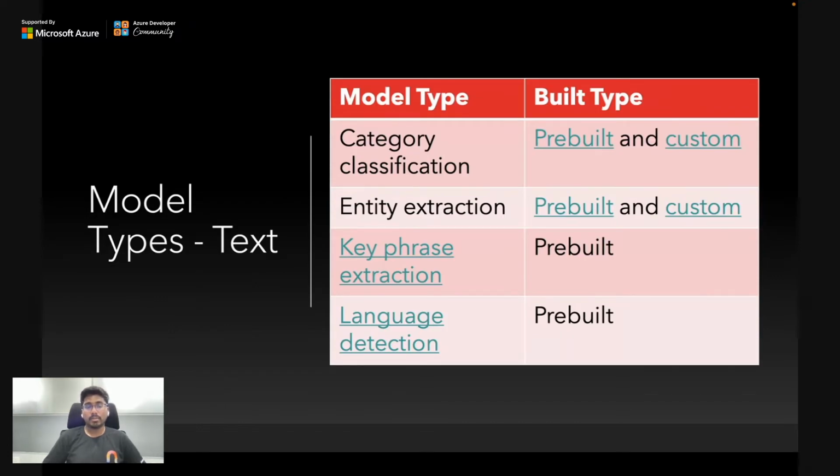Relating to the models in the text category, there's category classification, which classifies your text into categories. You can build your own custom categories if you need to as well, and there is always a pre-built category. And entity extraction, where you can extract entities out of the text. It deals with both pre-built and custom if you have custom entities to look for. And key phrase extraction is pre-built, and language detection tells you which language the text is written in.